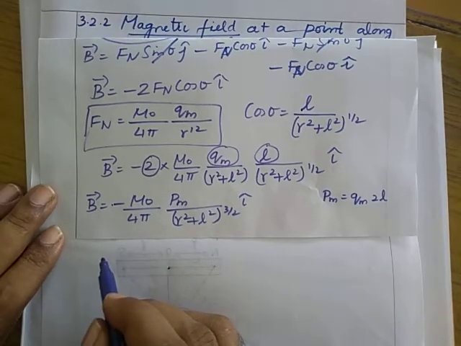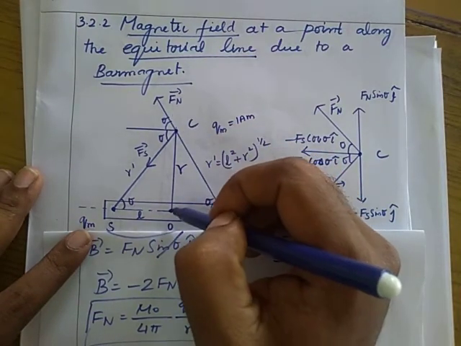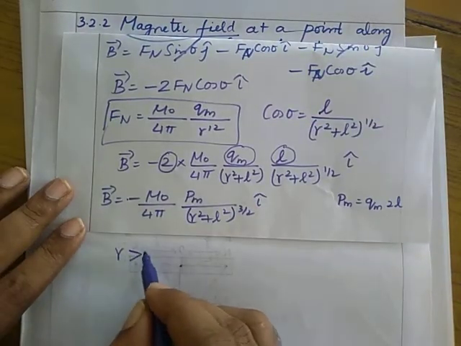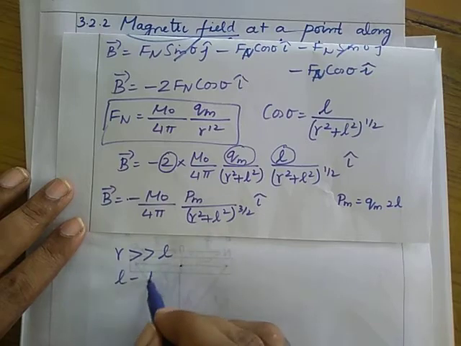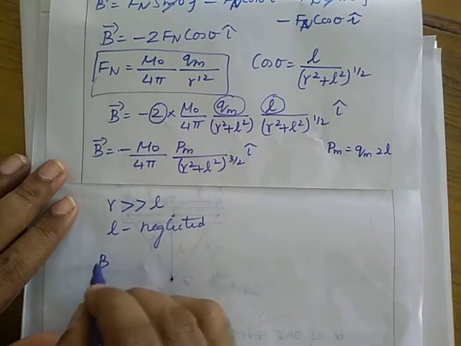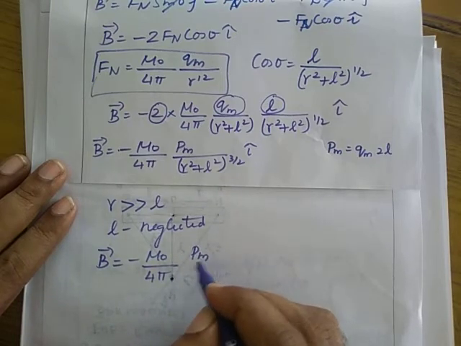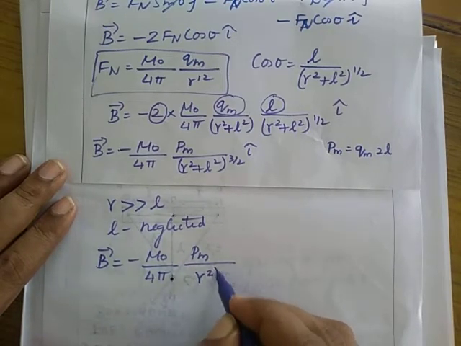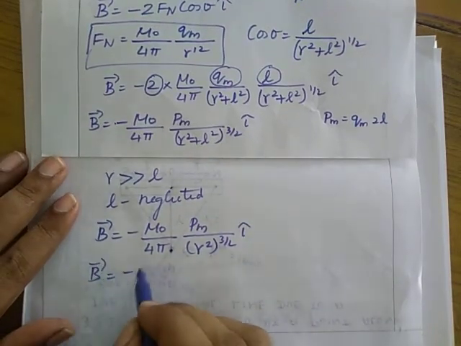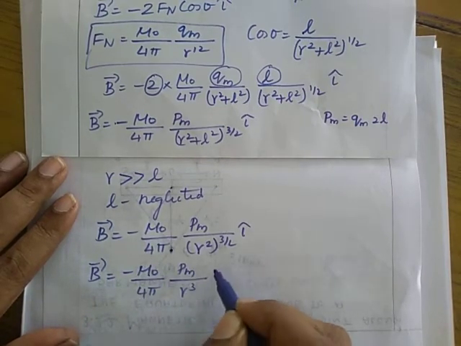If suppose the point C is far away from the center of the bar magnet, then we consider r is greater than L. So L is neglected. Then the above expression becomes B vector is equal to minus mu naught by 4 pi then Pm by r square power 3 by 2, then i cap. Again solving it, B vector is equal to minus mu naught by 4 pi Pm by r cube i cap.